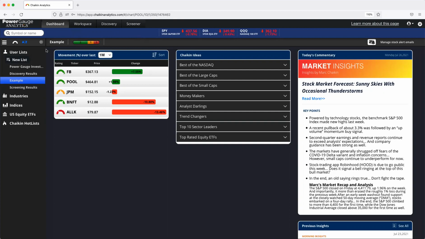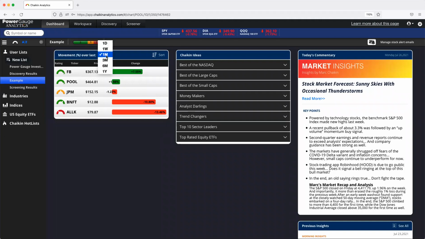There are 4 primary screens here in the Power Gauge Analytics tool, and you access them by clicking the menu here at the top. We begin with the dashboard, which is what you see when you log in. The dashboard has 3 parts. On the far left side, we see performance of any list of stocks. This is a list I've created of just some random stocks, and we are able to see performance, in this case, over the last month.